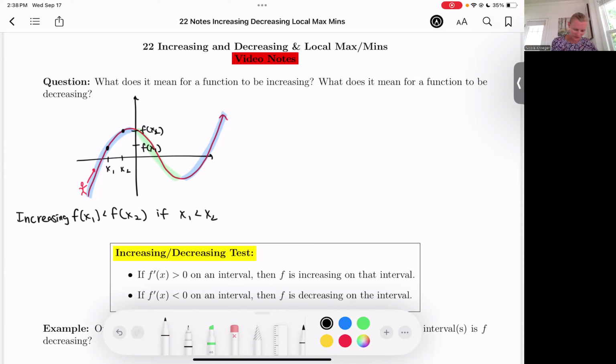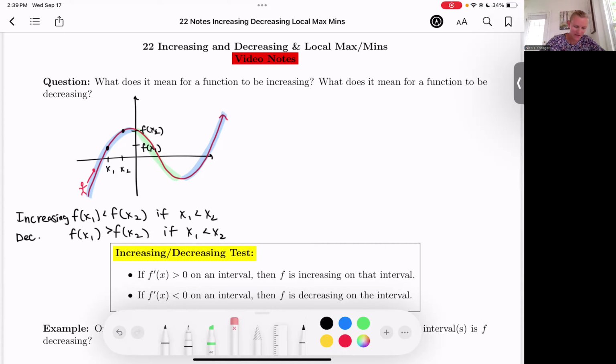The opposite is true for decreasing. Decreasing means that the y values get smaller as the x values get bigger. So if x2 is bigger than x1, then f of x2 should be smaller than f of x1. This way of thinking about increasing, decreasing just kind of messes with my brain. Obviously, I get the inequalities backwards until I think about it hard enough. But we can use this to think about derivatives.